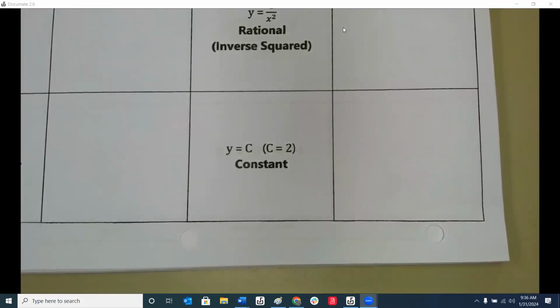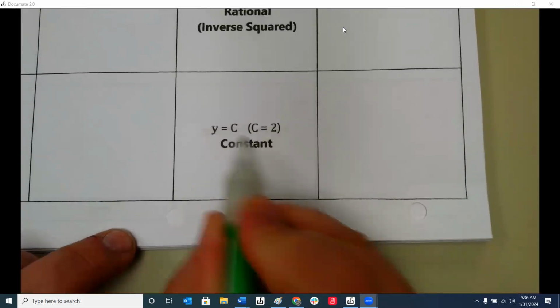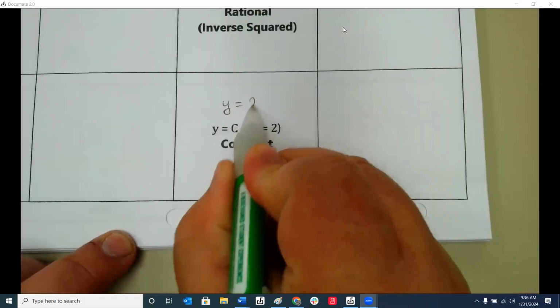Because what I'm saying is, I want you to be able to, by the end of next week or the week after that, look at an equation and tell me basically what the graph looks like. That takes half of the strain away. So let's begin here. The constant function. For example, what if we had y equals 2?